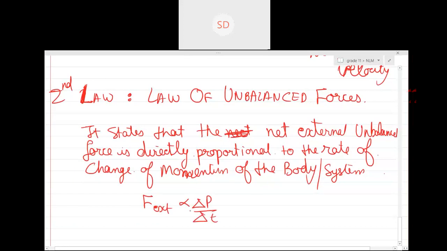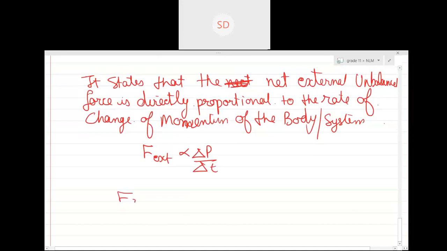When you remove the sign of proportionality, you multiply by a constant, and this constant Newton took as 1. So from here, F external is equal to delta P by delta t. Okay? Please remember, this force is always an external force. It can never be an internal force.